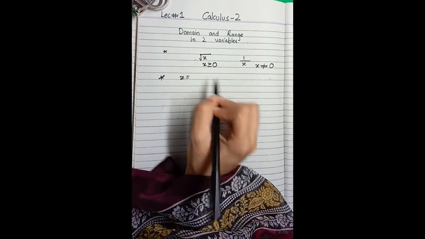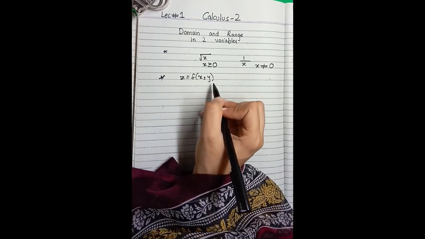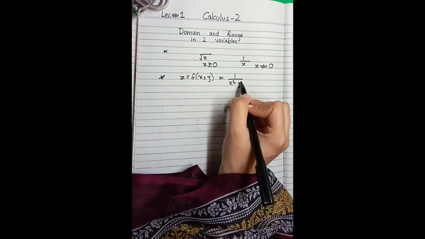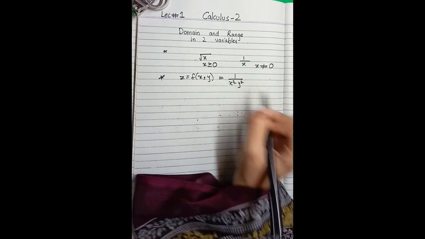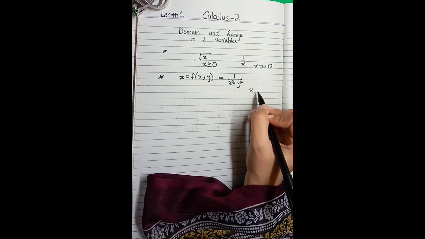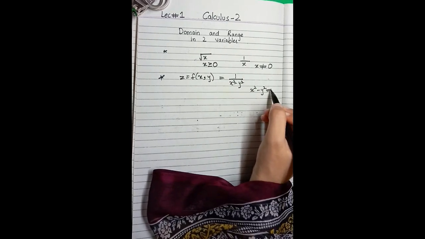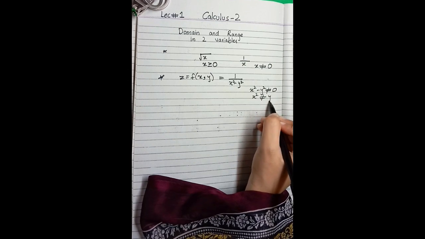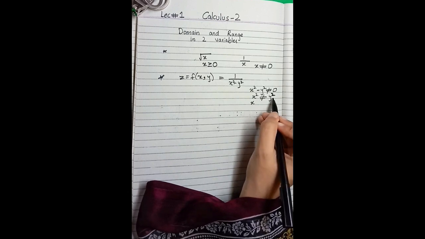Now we are taking z, that is the function of two variables x and y, equal to 1 by under root x square minus y square. Now as for the denominator condition, we can see that x square minus y square cannot be equal to 0, which means x square cannot be equal to y square. It will be positive when it goes to the other side of the equal. So x square cannot be equal to y square.